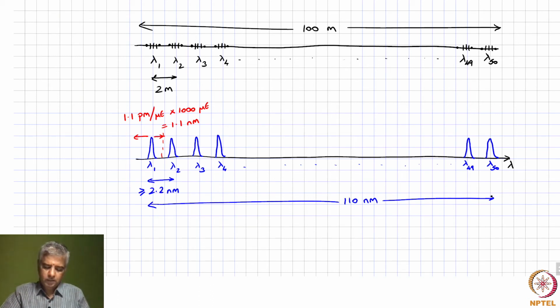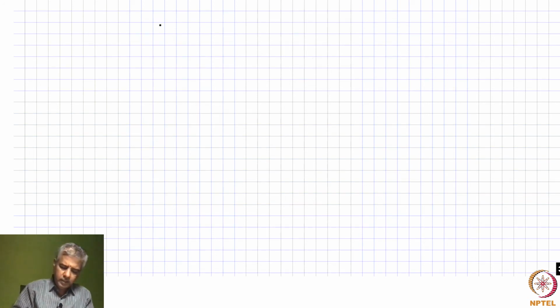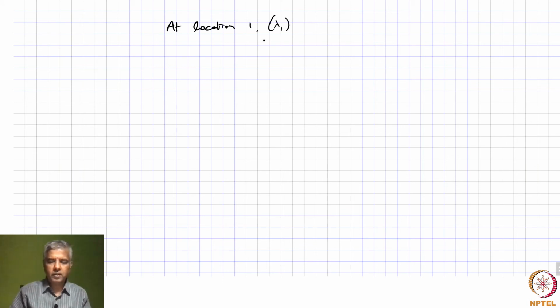So, that is nice, but let us go ahead and try to see what is the kind of signals that we expect at any of these grating points. So, let us say at location 1, which corresponds to Bragg wavelength of lambda 1. So, how does the change in Bragg wavelength look with respect to time?